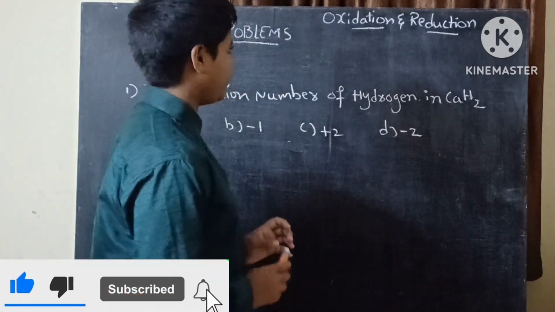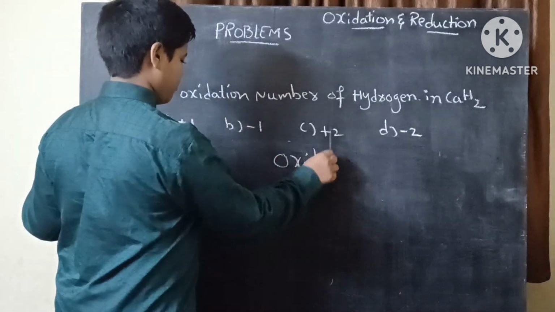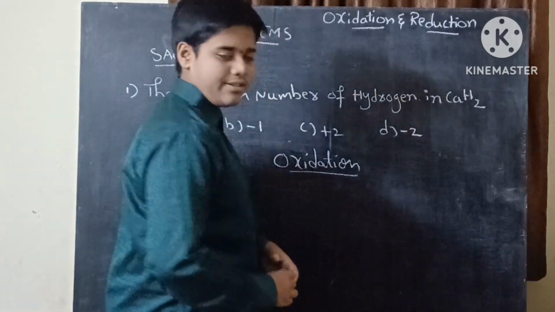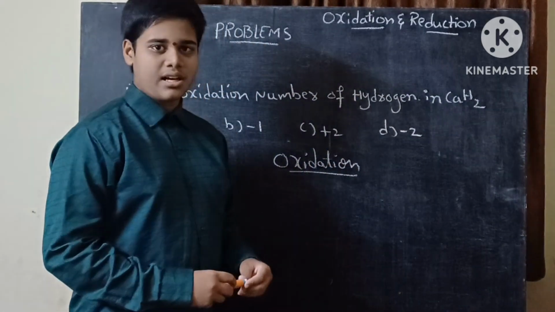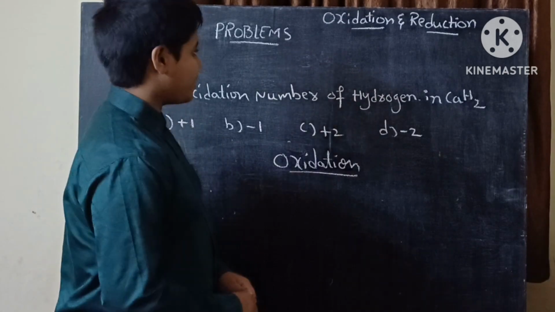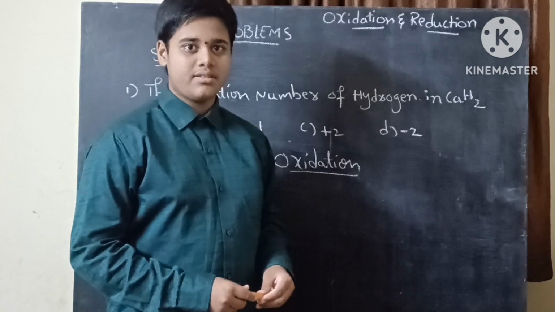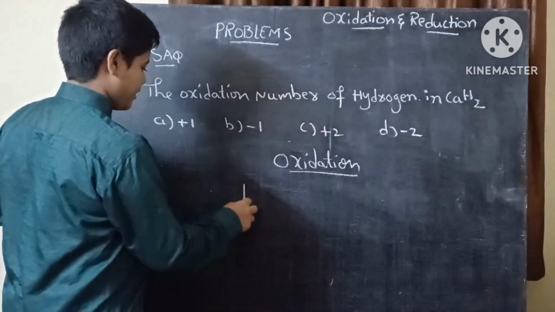So, what is oxidation? Oxidation means addition of oxygen. And what is reduction? Reduction means removal of oxygen.